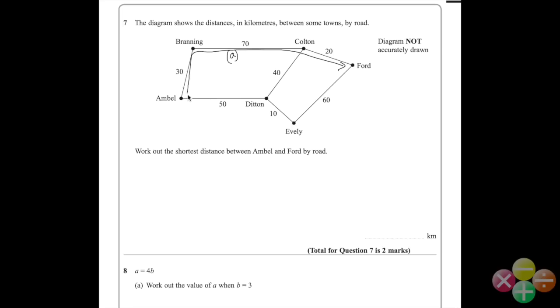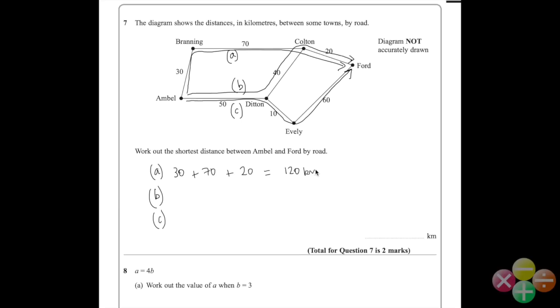We can go through Ditton up to Colton and then on to Ford. We'll call that route B. Or we could go through Ditton down to Everley and up to Ford, and we'll call that route C. So what we need to do is simply work out the distances for each of the routes, A, B and C. So A, we've got 30 kilometres, then 70 and then 20, and that gives us 120 kilometres.